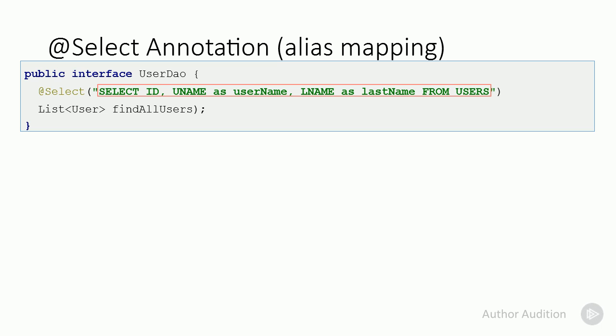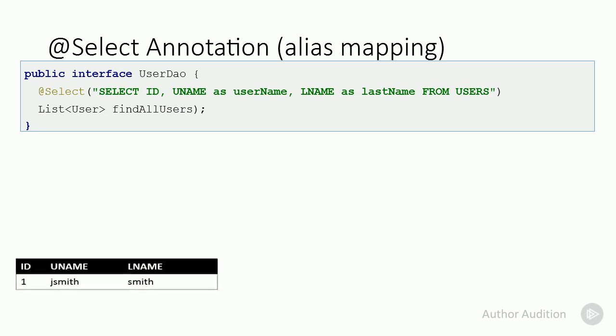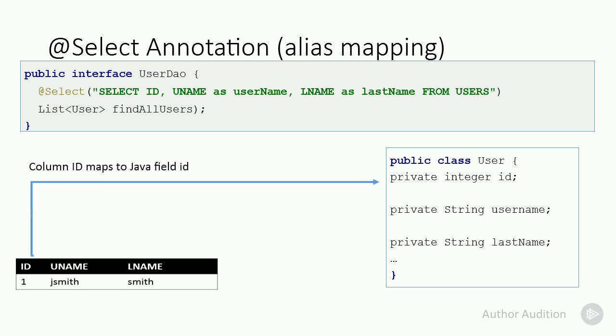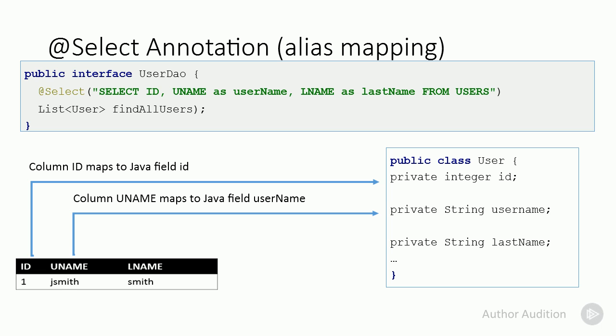In the SQL snippet shown here, the database column uname has an alias username in the results. MyBatis reuses this alias feature to perform the mapping of results from database columns to fields in Java objects. So when mapping the results of a SQL query into a Java object, the ID column maps to the ID field, the uname column maps to the username field, and the lname column maps to the last name field.